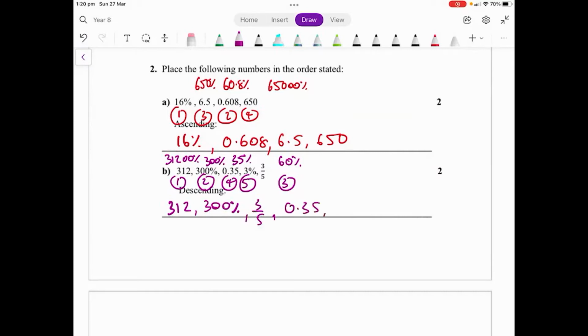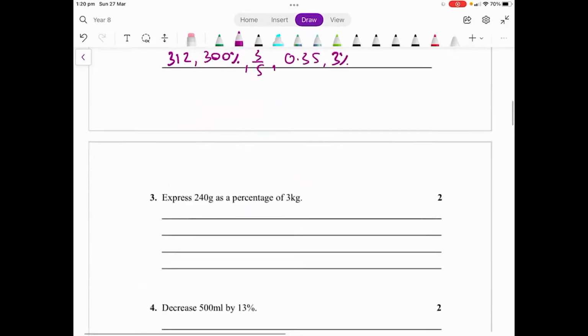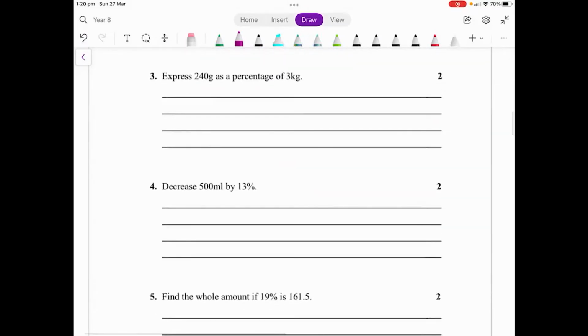Question 3. One quantity as a percentage of another. Make sure the units are the same first. So we have 240 grams. The next one's 3 kilos. So we're going to make that 3,000 grams. Then you just put the first quantity, 240, over the second quantity, 3,000. That's a fraction, so we need to multiply it by 100 to get our percent, which is 8%.